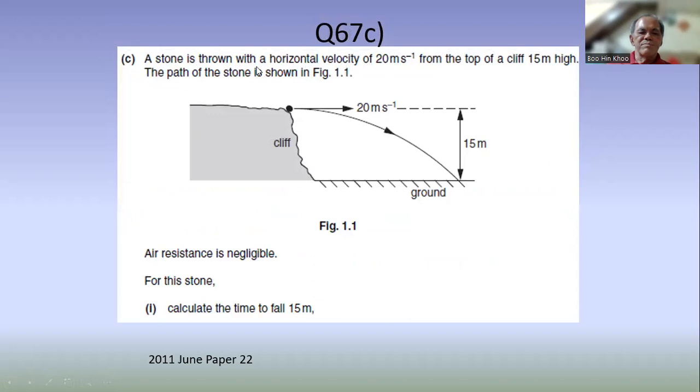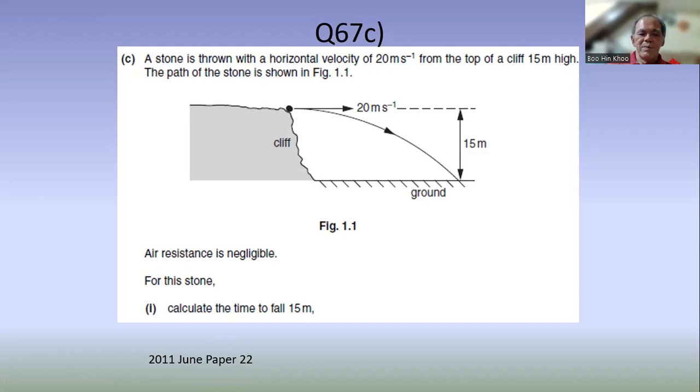A stone is thrown with a horizontal velocity of 20 meters per second from a cliff top at a height of 15 meters. The path of the stone is shown. We draw the diagram. There's the cliff, there's the ground, height 15 meters. Air resistance is negligible. For this stone, this is 2011 June paper 22. Calculate the time to fall 15 meters.